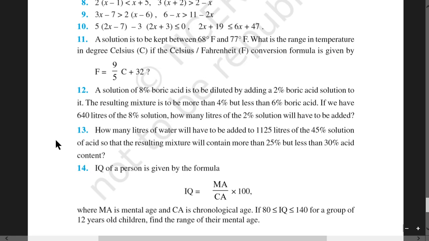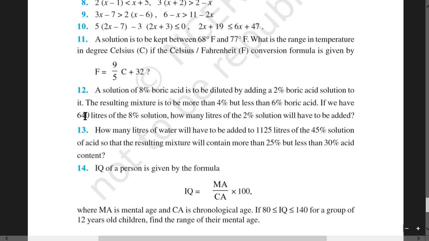Question number 12 is the most important one, many times asked in the examination. A solution of 8% boric acid is to be diluted by adding 2% boric acid solution to it. It means we have to add 2% boric acid solution to 8% boric acid solution. The resulting mixture is to be more than 4% but less than 6% boric acid. It means the range is given to you. It lies in between 4% and 6%.